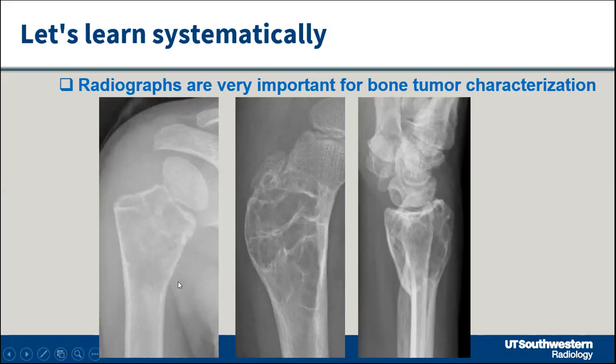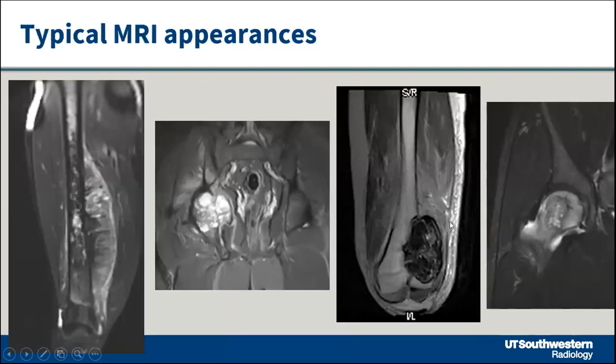So here you have a unicameral bone cyst, an ABC, a giant cell tumor, you know all this. And you have typical MR appearances. Here you have osteosarcoma, chondrosarcoma, which is bright, right? And you have a giant cell tumor, which are dark, and then chondroblastoma in the epiphysis. So you have learned this from Dr. Murphy and all the experts who are out there. They've been teaching it for years, right? So this is easy stuff.